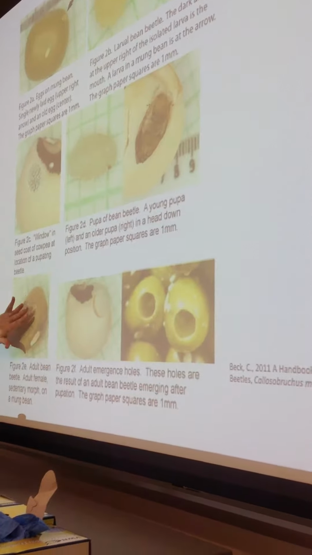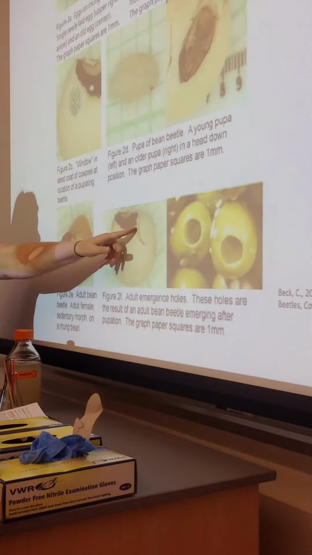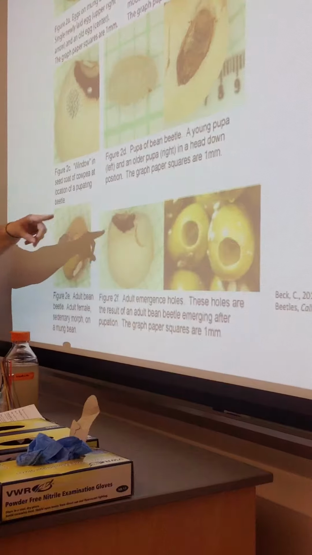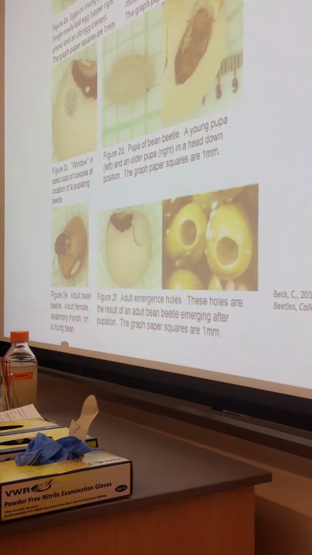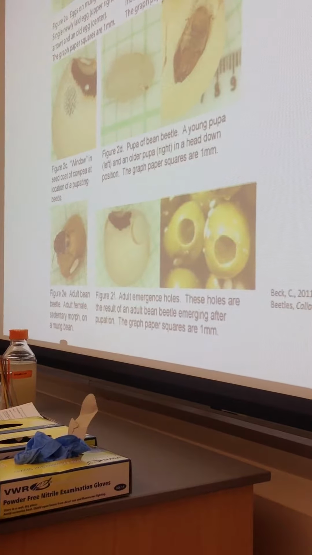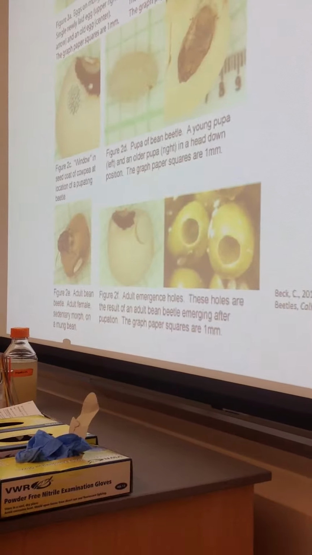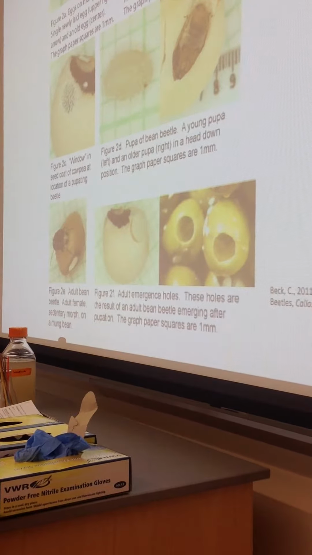And then again, they lay their eggs on their beans. They emerge through the seed coat here, and then once they emerge, they leave behind this hole. And they're perfectly circular. They look like they've been drilled. That is an indication to you that a bean beetle has been there.